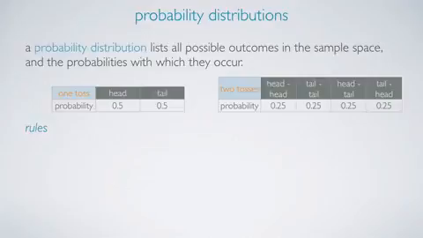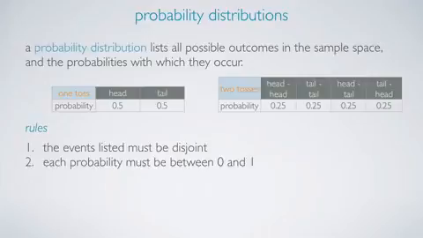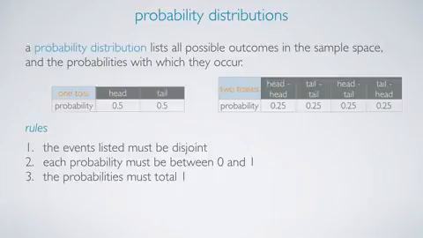Probability distributions need to follow 3 broad rules. 1, the events listed must be disjoint. 2, each probability must be between 0 and 1. This simply follows from what we know about probabilities, that each probability always has to be a number between 0 and 1. And 3, the sum of the probabilities listed in the probability distribution must total 1. So we want to make sure that our entire sample space is listed in our probability distribution.